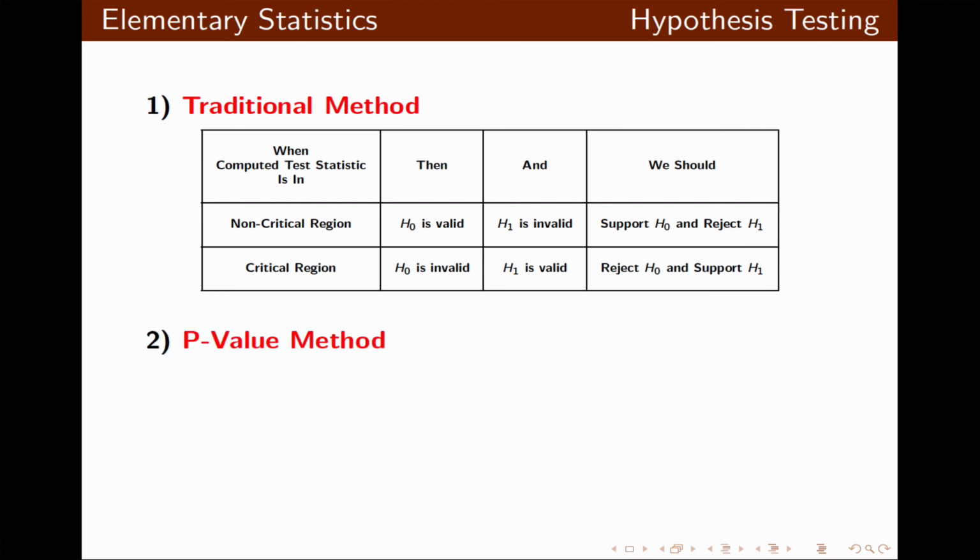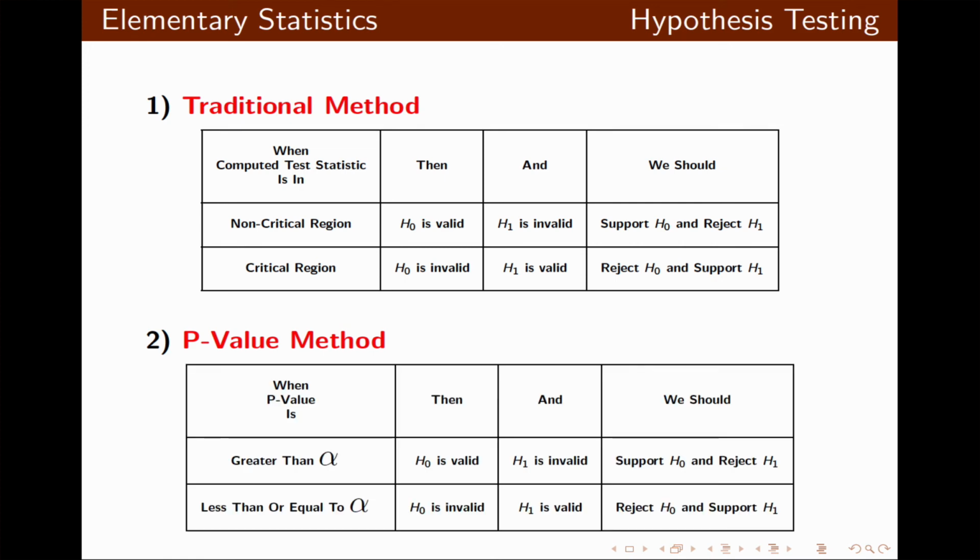Now the second method is called p-value method. When p-value is greater than alpha, H0 is valid and H1 is invalid. Therefore, we support H0 and we reject H1. But when p-value is less than or equal to alpha, then H0 will be invalid and H1 will be valid. In that case, we're going to reject the null hypothesis and we're going to support the alternative hypothesis.